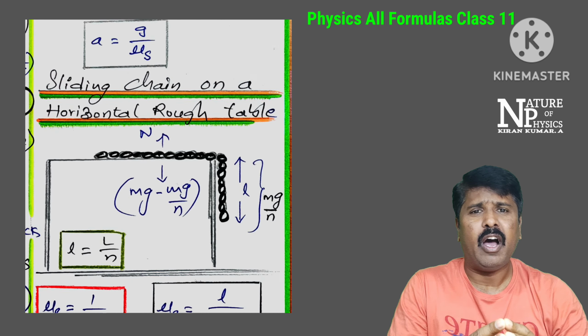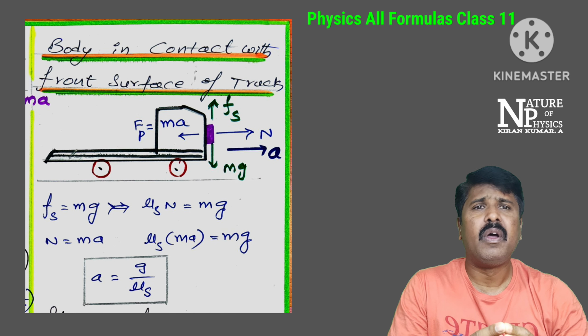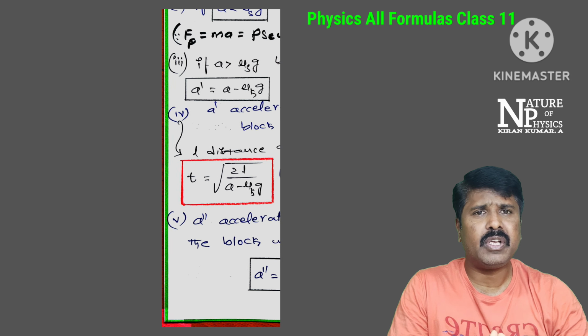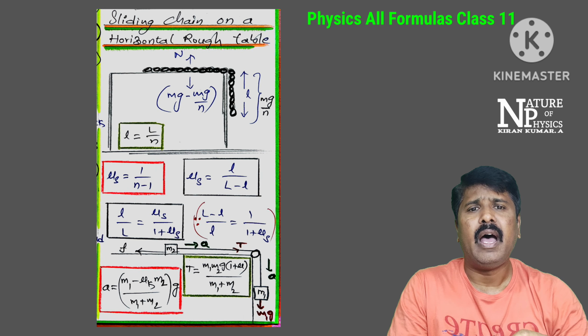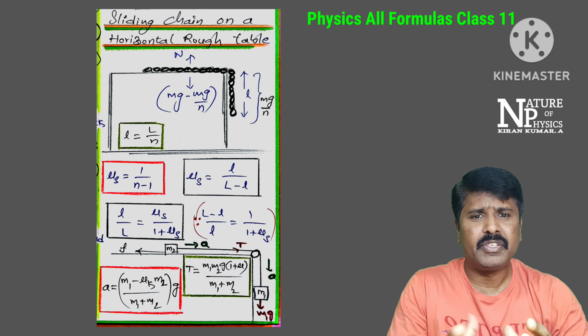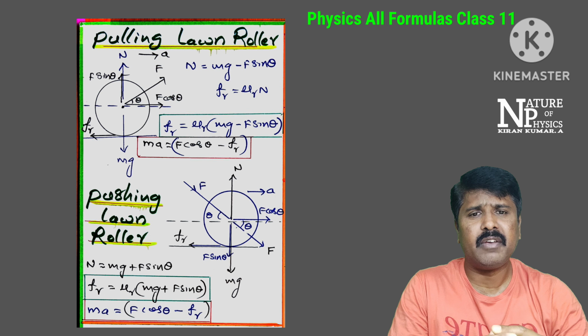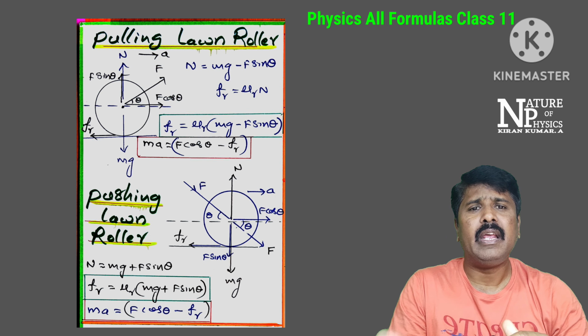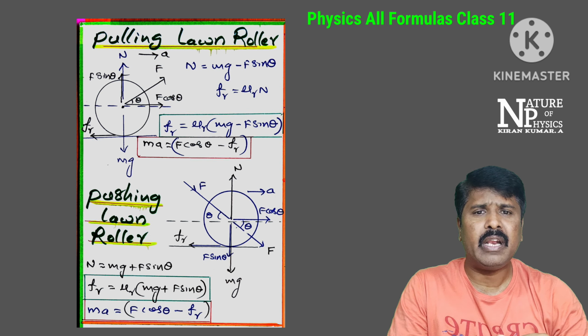So observer outside the road also I gave you. For example, a vehicle is moving on the front portion, a block is stopped on the mirror, that condition also acceleration I gave you. And a chain on a table, and small l is the length of the chain hanging on the table, coefficient of friction relations I gave you, and also pulling roller and also pushing roller clearly I gave you, student.